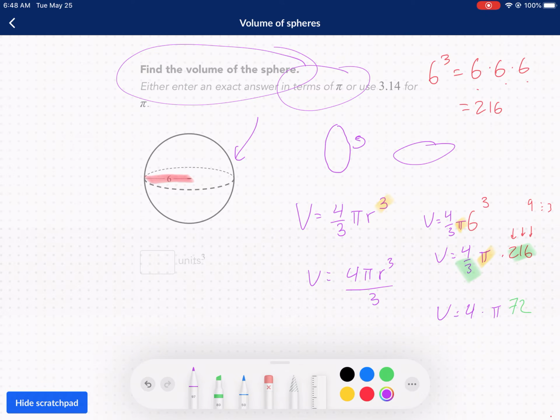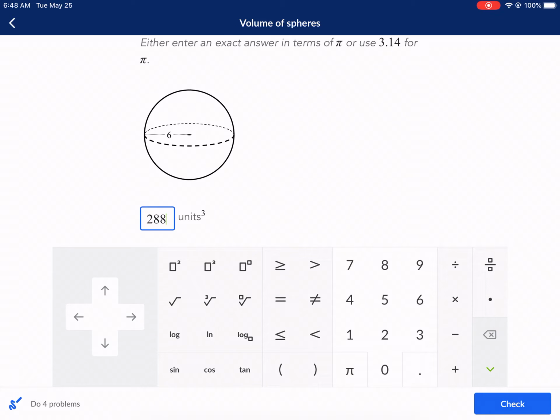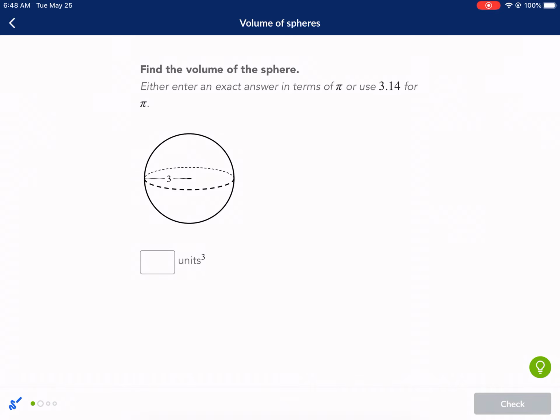Now, if you're good with this part, you can just kind of fast forward from what I'm saying here. I'm just talking about strategies I would use to make this a little bit easier for me. I multiply 4 times 72, and I get 288 pi, and then of course it's units cubed, or cubic units, because it's volume. 288 pi. Check it. Next question. Okay, all these are going to be pretty much the same.